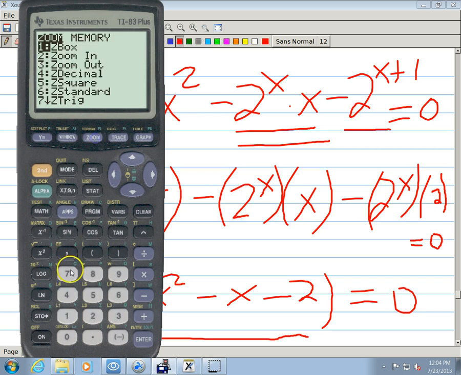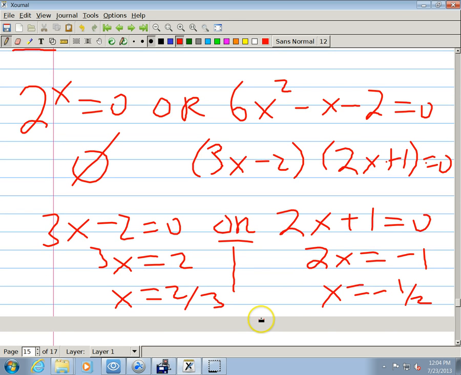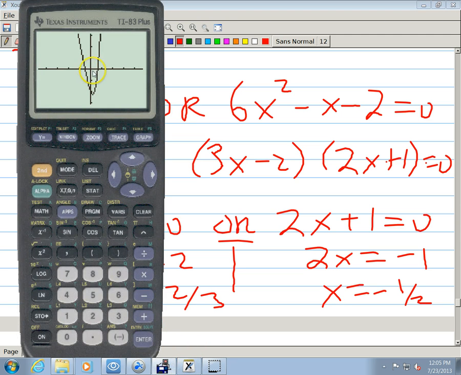How about a zoom 4? The zoom 4 would include the roots that I got. So I should see 2 roots here somewhere. Whoops. There's 1. There's the other one. Okay. Does it match my solution over here? What was it? Positive 2/3 and negative 1/2? Does it look like that's a negative 1/2 and that's a positive 2/3?